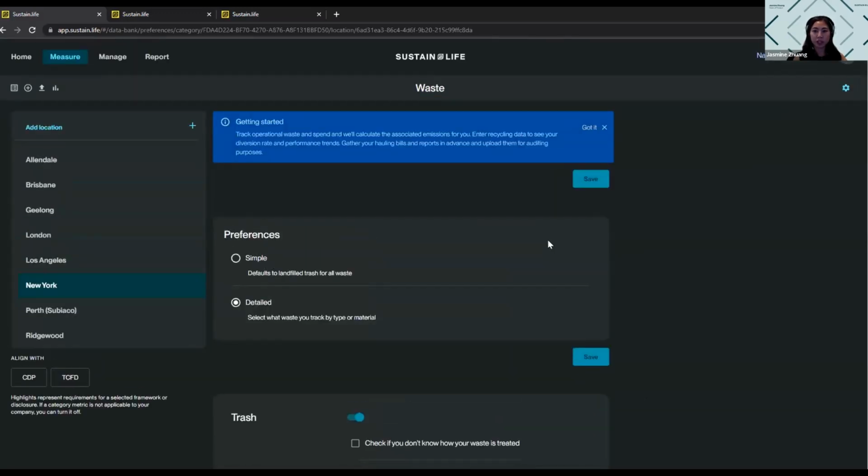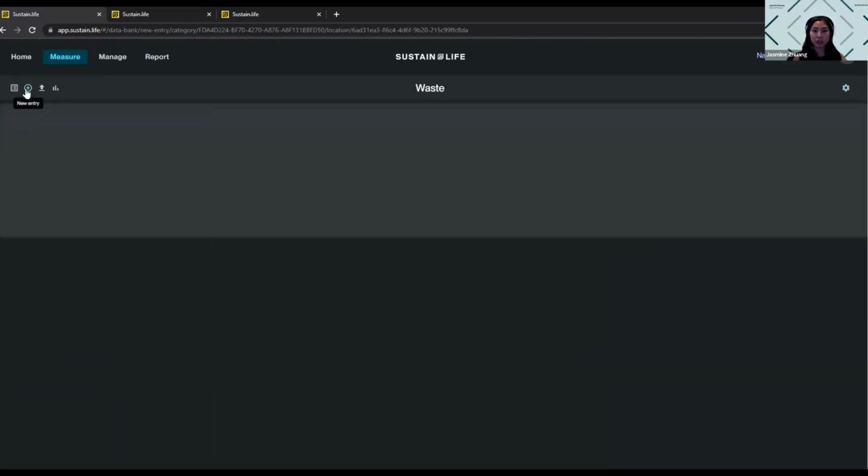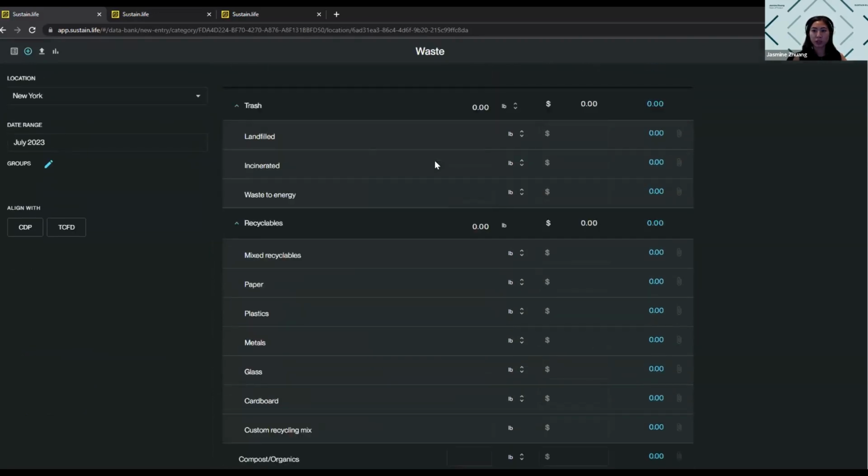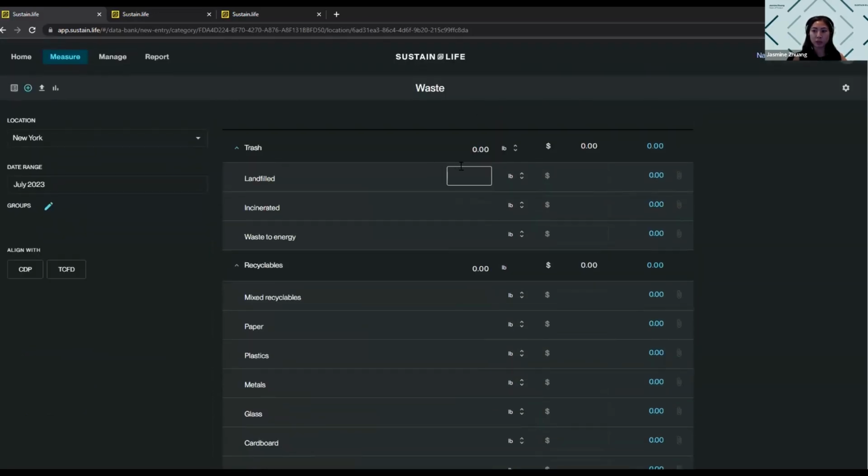So once you finish configuring all of your preferences, you can then navigate over to our entry section, where you'll be able to enter data for the locations you've just configured. So for example, for New York, this was the location where you can track your waste in more granular terms. So all you do here is enter your total waste that you're grabbing from your waste bills or your waste hauler. You can select the proper unit of measure, which might differ across your locations. And then you can optionally track any of the spend that corresponds to each of these waste types.